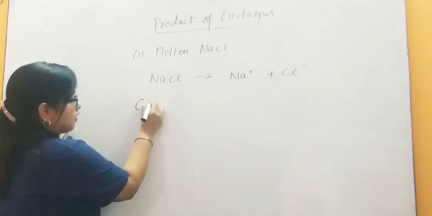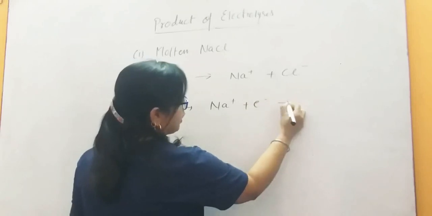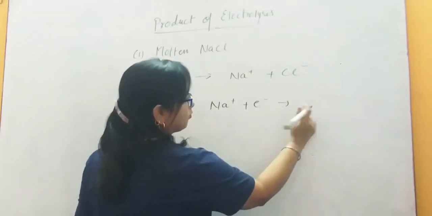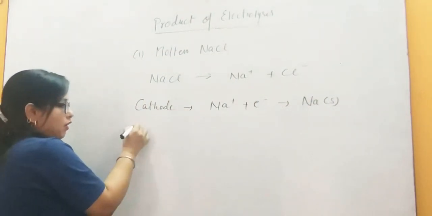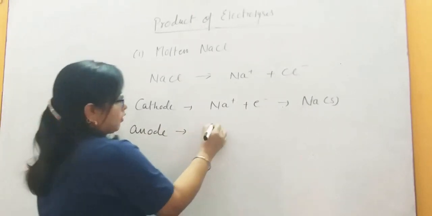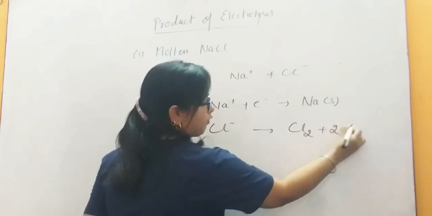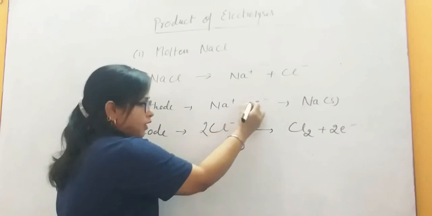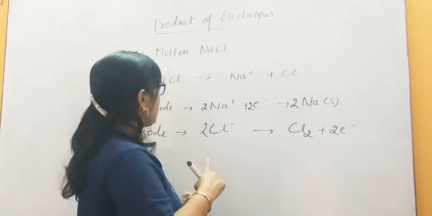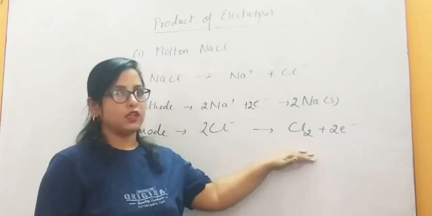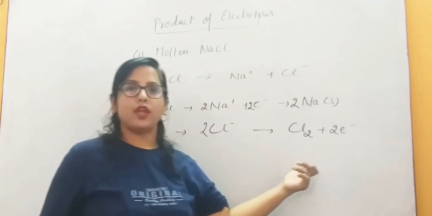Now the sodium ion gains one electron and forms sodium in solid state at the cathode, and at the anode the chloride ion is converted into chlorine by removal of two electrons. So I am writing here two electrons. I am balancing this reaction also because there is an exchange of two electrons. Electrons pass from chlorine to sodium, and the expected products are sodium at the cathode and chlorine at the anode.